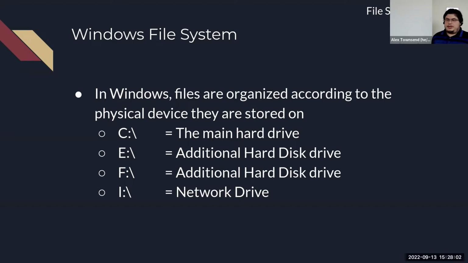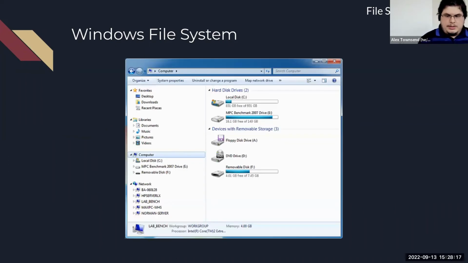Then there's things like I:\, which might be a network drive, and usually other letters like maybe K, L, or M that are removable external devices. And this picture here is just an example of what that might look like on the control panel.